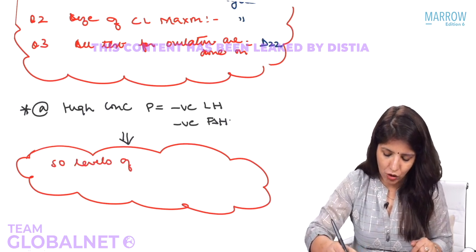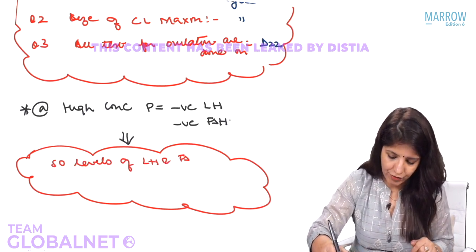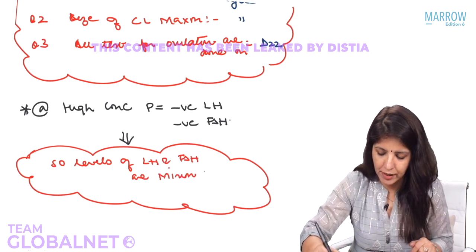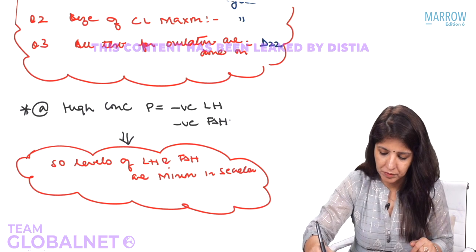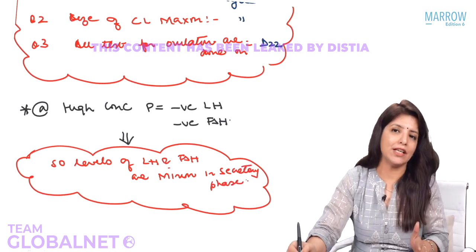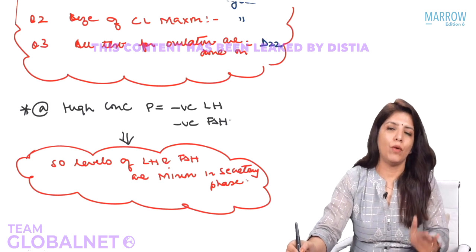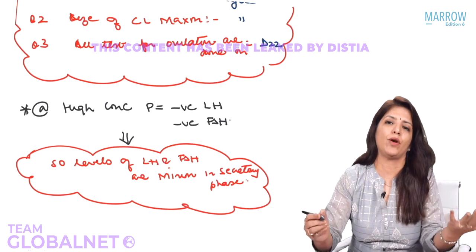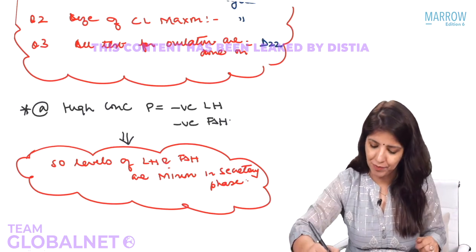So the levels of LH and FSH are minimum in the secretory phase. And obviously they will be minimum when progesterone is maximum. And when is progesterone maximum? Day 22 of the cycle.